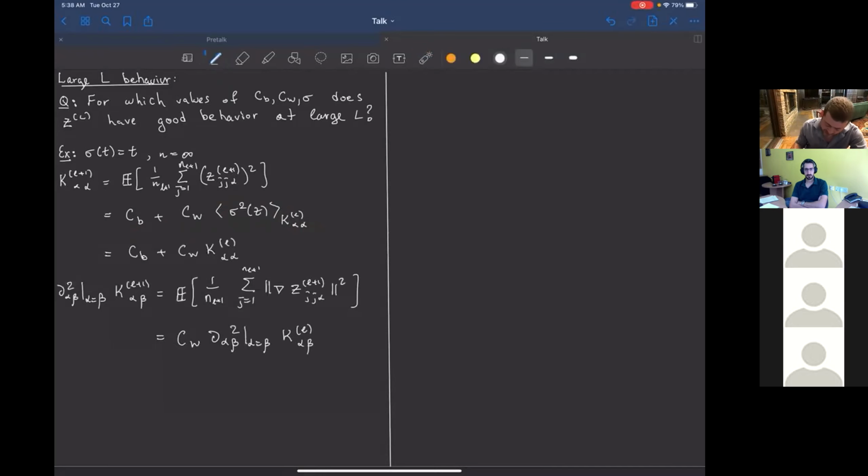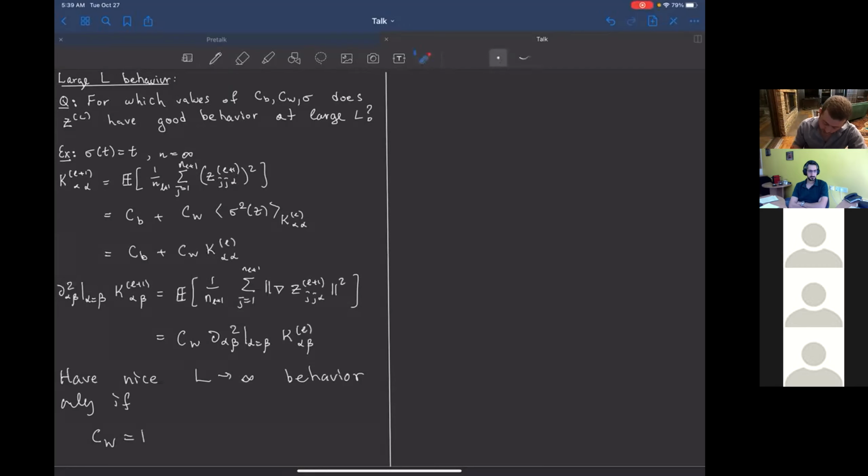So what I'm saying is that you have nice L goes to infinity behavior, at least in this case, only if what? Well, the recursion for the derivatives is just that you multiply every time by CW. So unless CW equals 1, you're totally screwed. If CW is bigger than 1, your gradients on average are exponentially growing with L. If CW is less than 1, they're exponentially decaying with L. So I have to set CW equals 1.